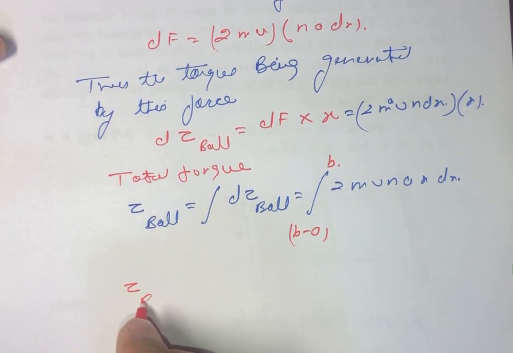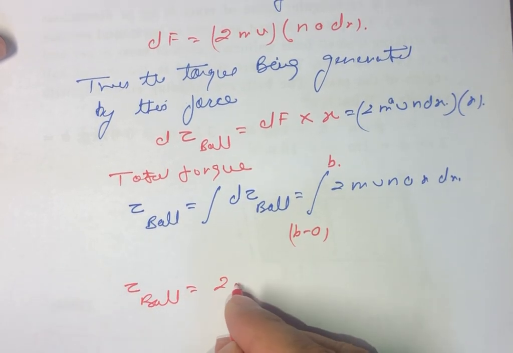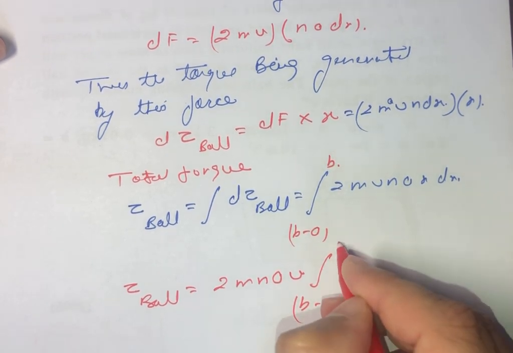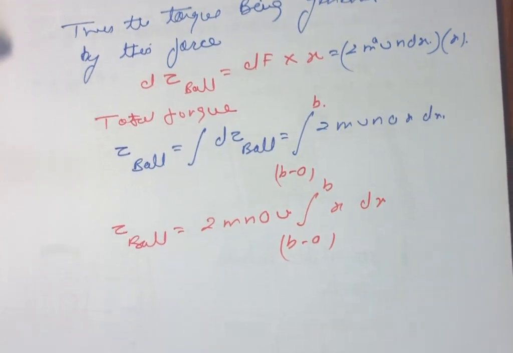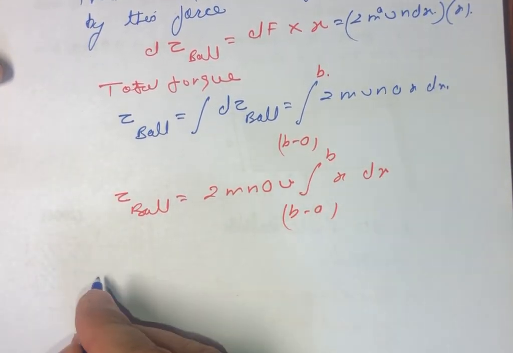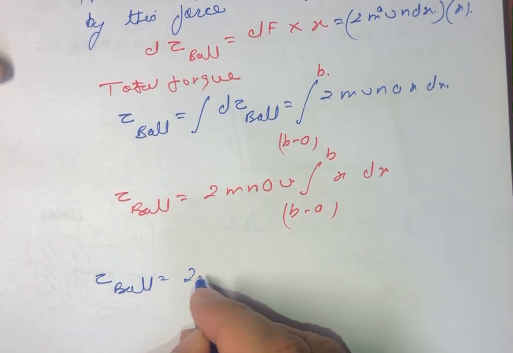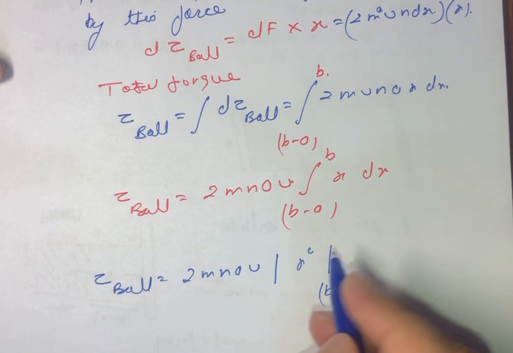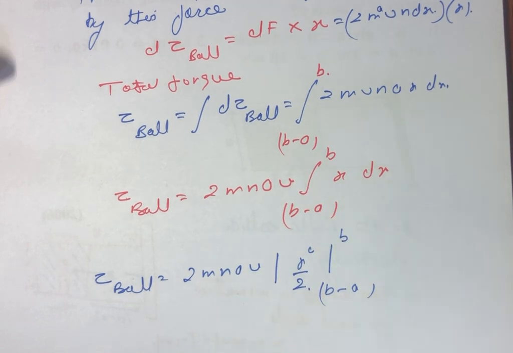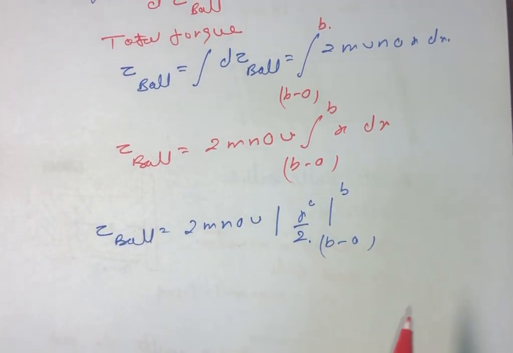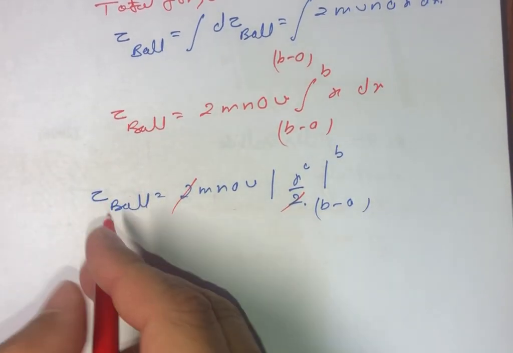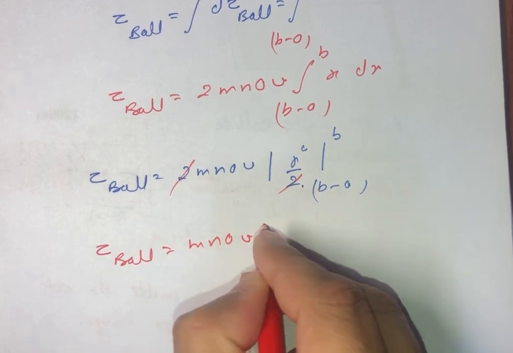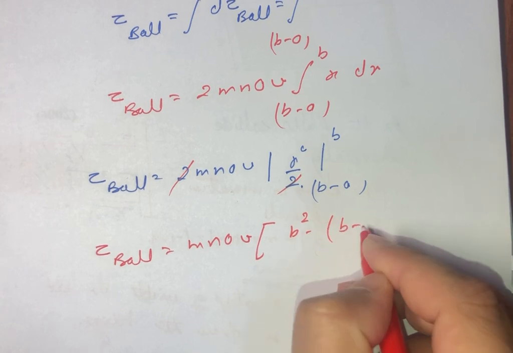So we can say tau ball will be equal to 2mnav integration of b minus a up till b, and this is x dx. This is a simple calculation. Tau ball will give us 2mnav, and this will be x square divided by 2, from b minus a up till b. So here 2 and 2 are going to cancel out, and we are going to substitute the limits. So we get tau ball is equal to mnav, and this will be b, upper limit is b square minus b minus a whole square.